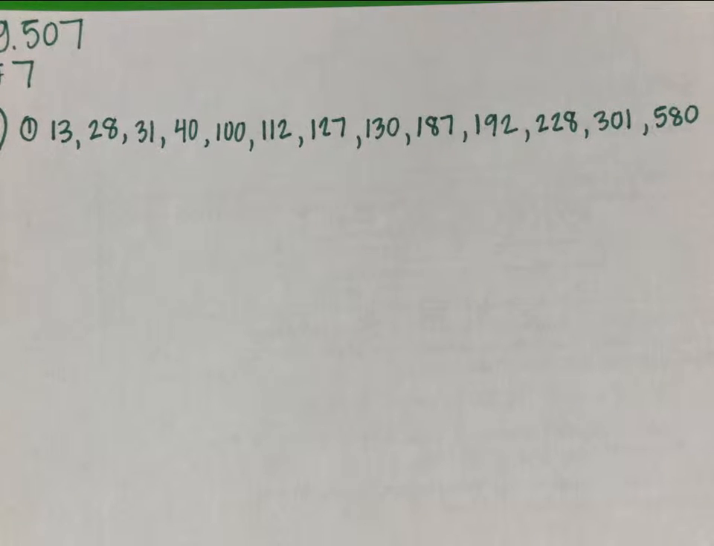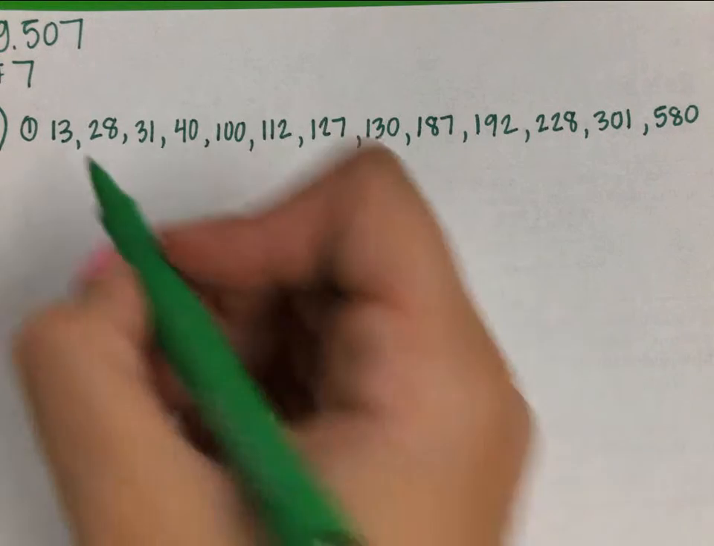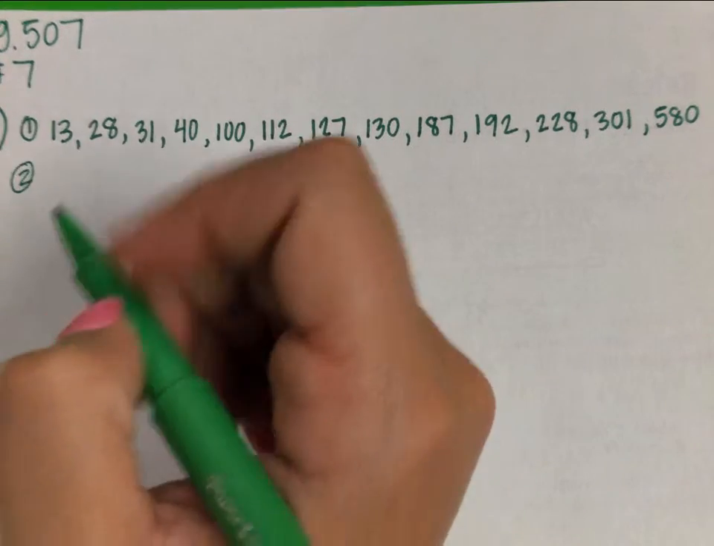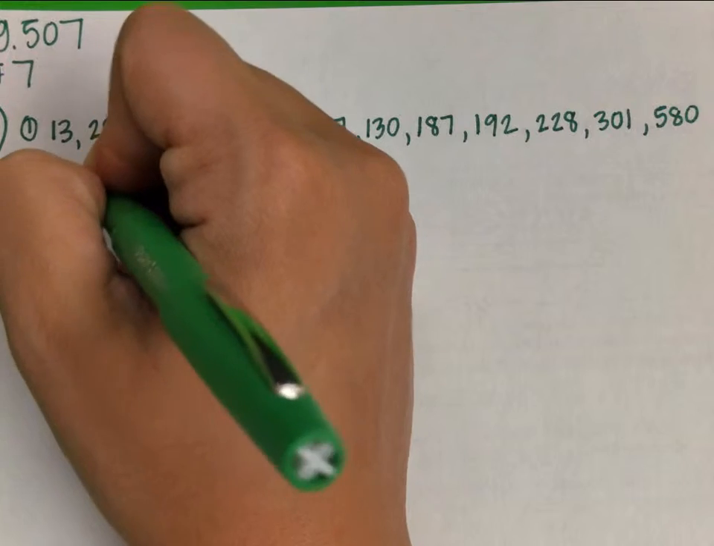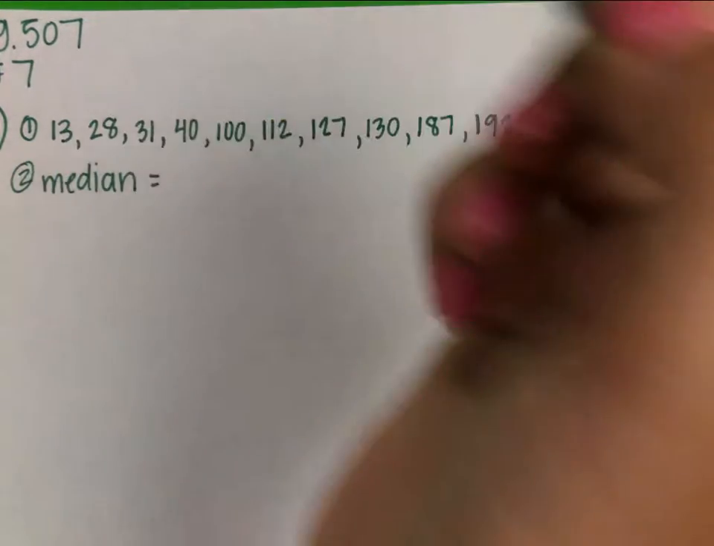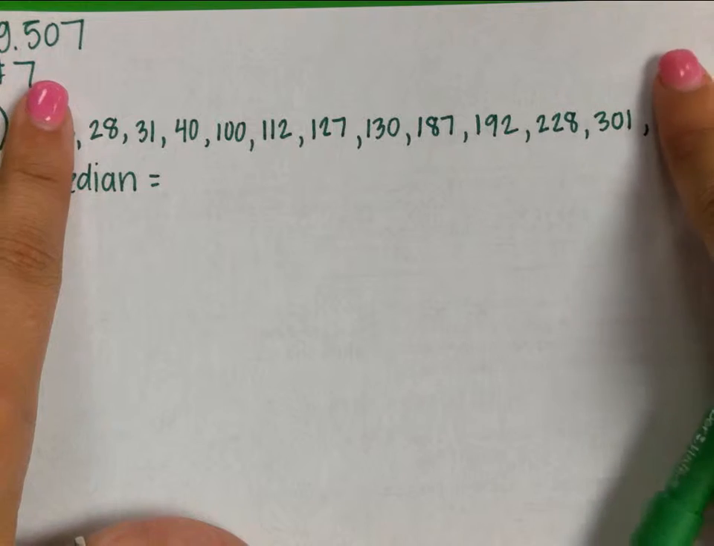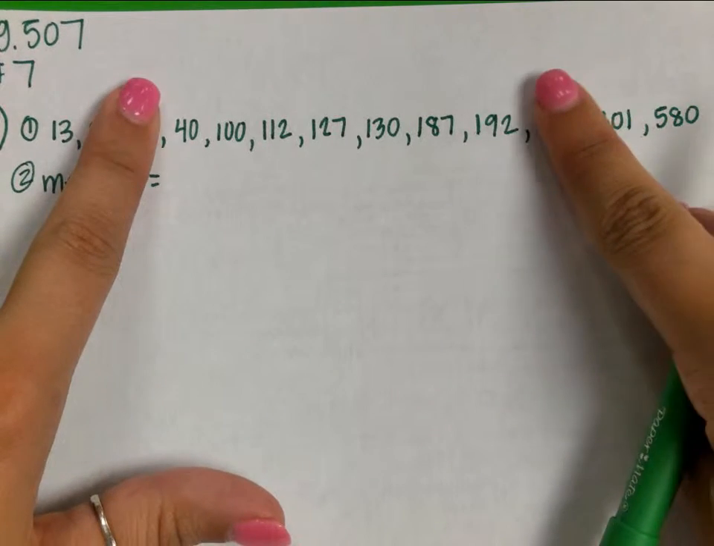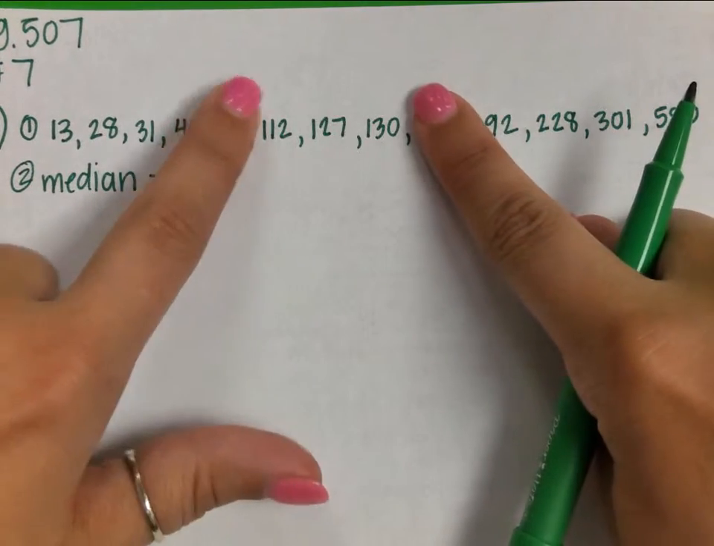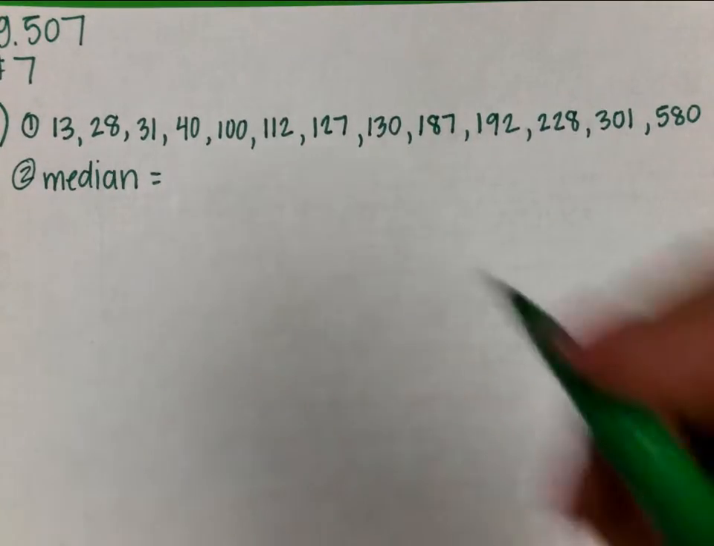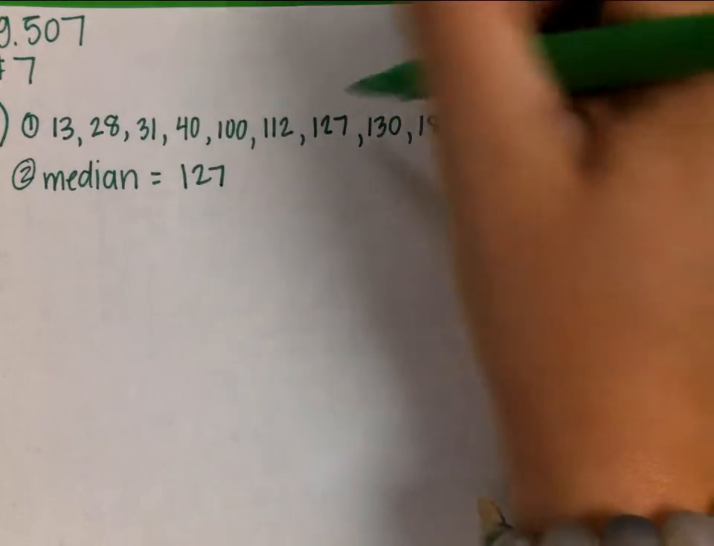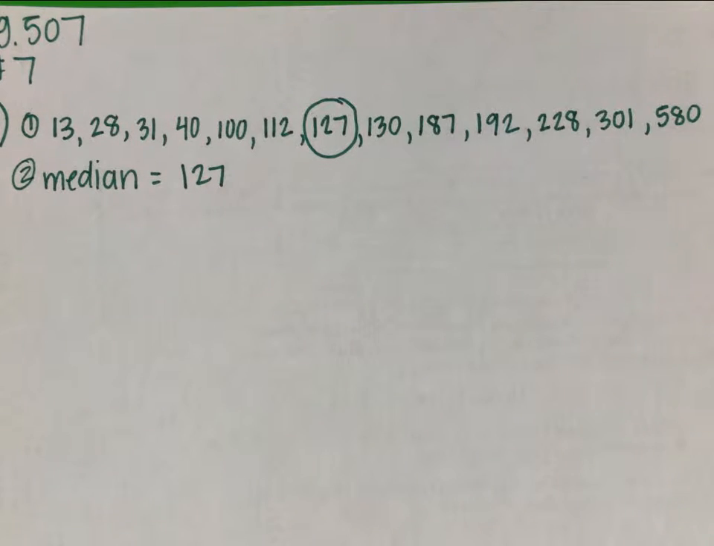Okay, so now that I have them all in order, now what do I need to find? I need to find my median. So I'm looking for the middle number. So I'm just going to take my fingers. $127. I'm going to go ahead and circle that so I know that that is my middle number. So now that I have found my median, what do I want to find next?